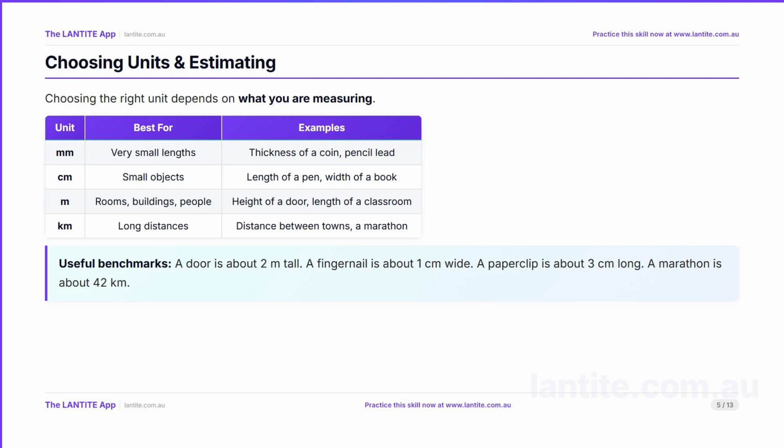Choosing the right unit is a common LANTITE skill. Use millimeters for very small measurements, like the thickness of a coin. Use centimeters for everyday objects, like a pen or a textbook. Use meters for larger things like the height of a door or the length of a classroom. Use kilometers for long distances like travel between towns. Having benchmarks helps with estimation. A standard door is about 2 meters tall, a fingernail is about 1 centimeter wide, and a marathon is about 42 kilometers.